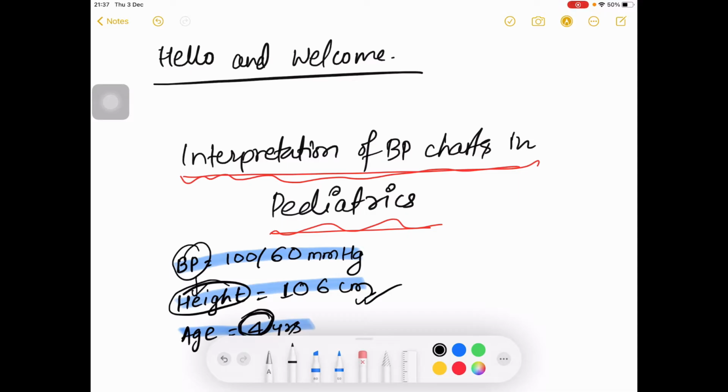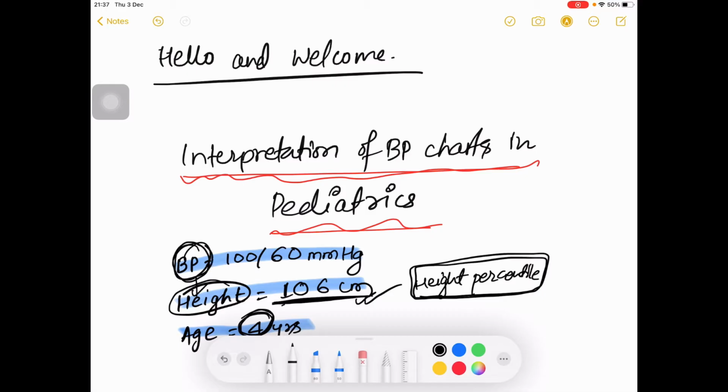So first of all, we need to find out that for the age of 4 years, where does this child's height fall. So what is the height percentile? We need to find out the height percentile, and then after we find out the height percentile, we will see where does this blood pressure reading lie in blood pressure percentile.